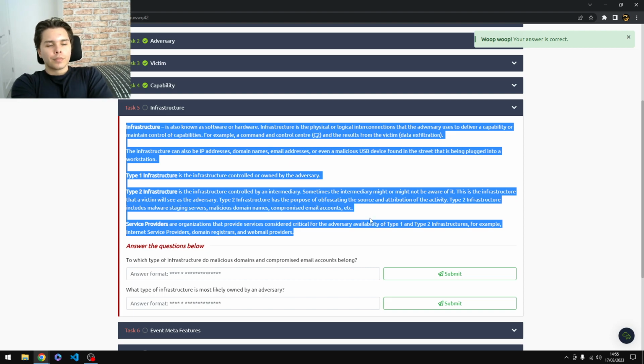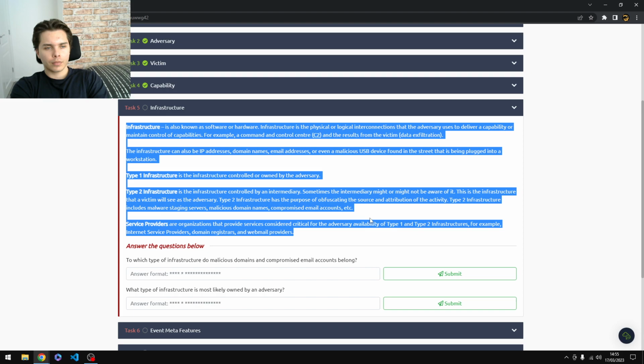Infrastructure is also known as software or hardware. Infrastructure is the physical or logical interconnections that the adversary uses to deliver a capability or maintain control of capabilities. For example, a command and control center, C2, and the results from the victim, data exfiltration. The infrastructure can also be IP addresses, domain names, email addresses, or even a malicious USB device found in the street that is being plugged into a workstation.